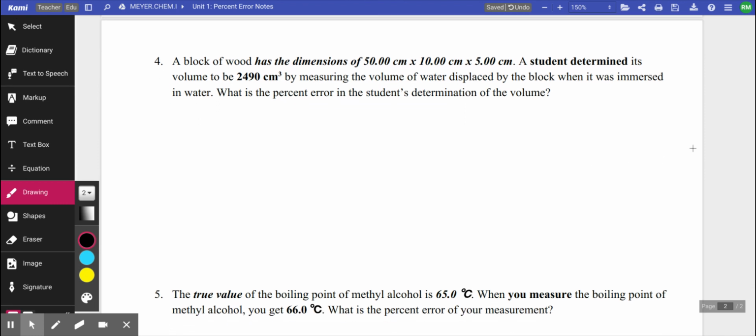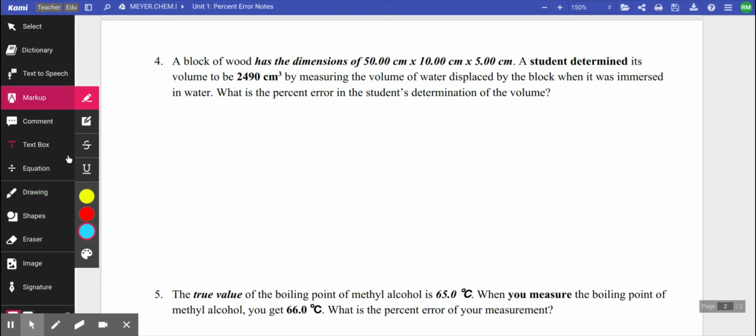Okay, number 4. A block of wood has the dimensions of 50 times 10 times 5. A student determined its volume to be 2,490 cubic centimeters by measuring the volume of the water displaced by the block when it was immersed in water. What is the percent error in the student's determination of the volume? Well, we know the student determined it to be 2,490. So this is going to be my measured value. My actual value is all of these numbers. We need to find the actual volume.